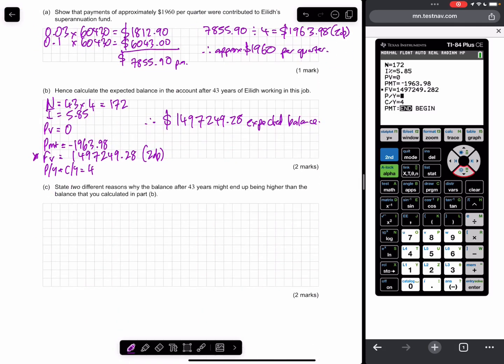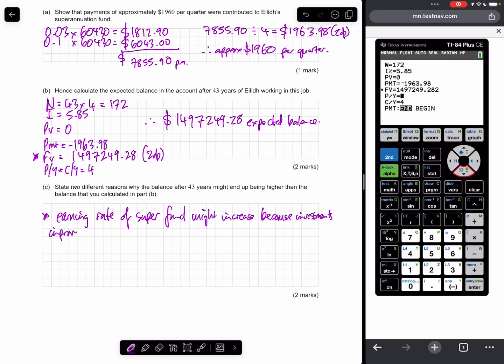State 2 different reasons why the balance after 43 years might end up being higher than you calculated in part B. 2 marks. I'm going to give you a range of possible answers. Earning rate of super fund might increase because investments improved. The economy might have gotten better to help that. Might get a pay rise.